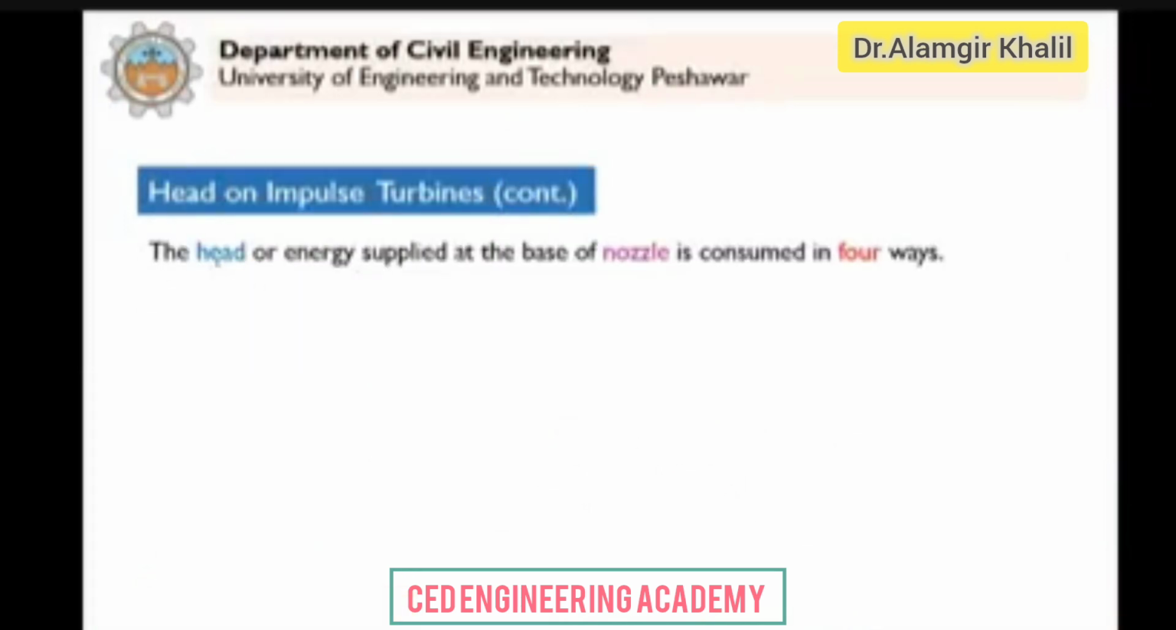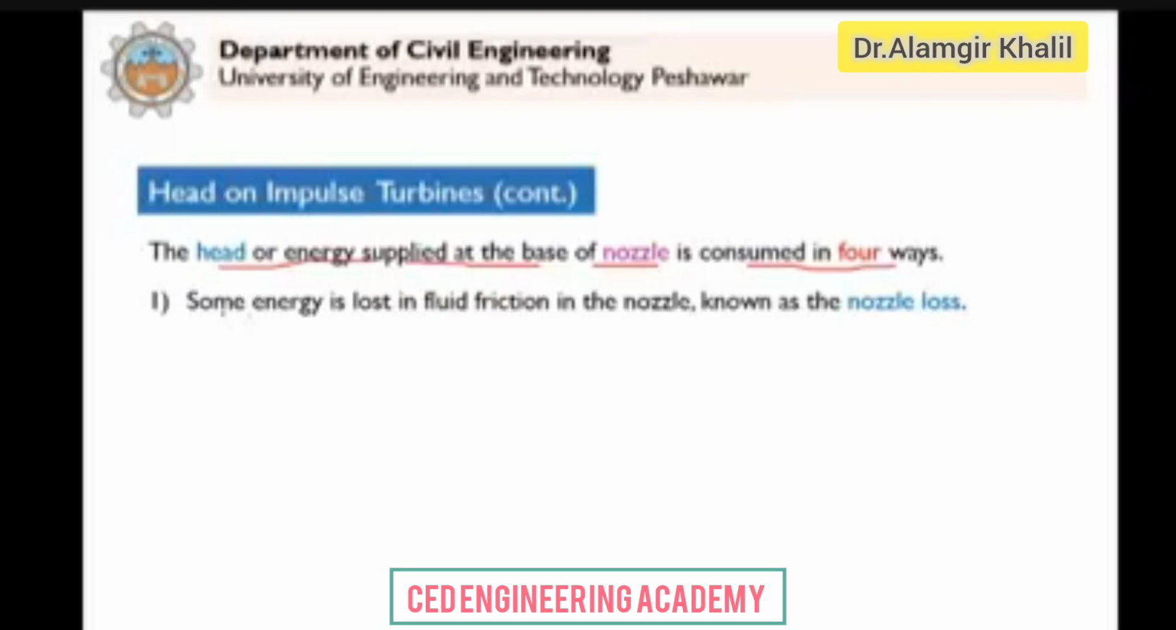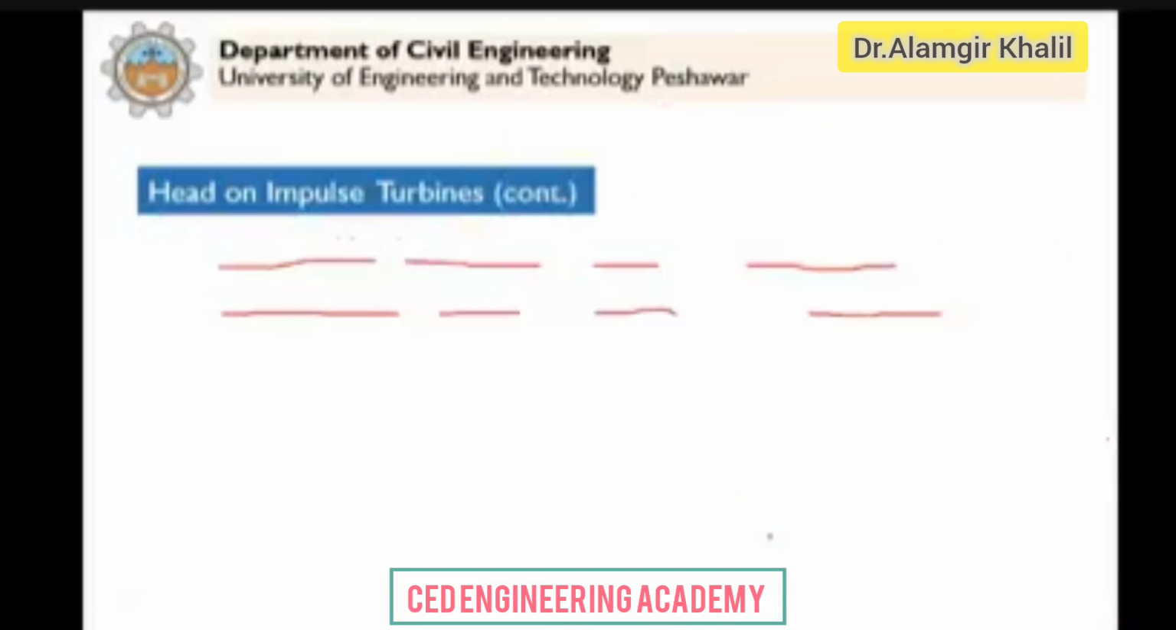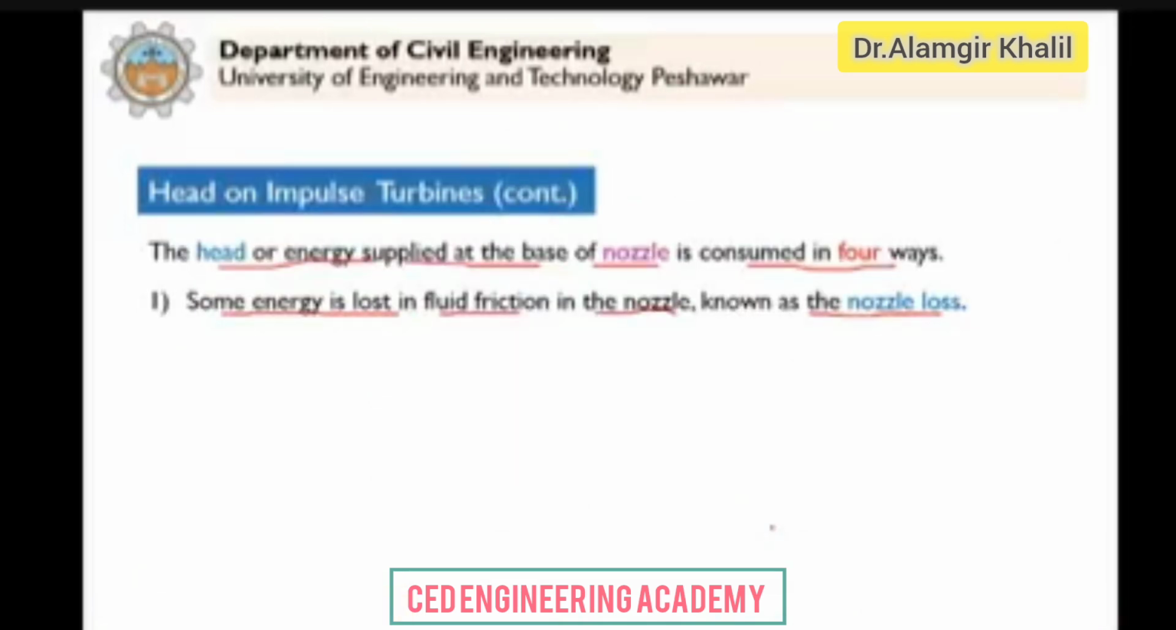So the head or energy supplied at the base of the nozzle is consumed in 4 ways. Number 1, some energy is lost in fluid friction in the nozzle, known as the nozzle loss. Out of this available energy, as the water passes through the nozzle, there will be nozzle loss, because you studied nozzles in detail in your fluid mechanics 1 course. So there will be a nozzle loss. Clear?